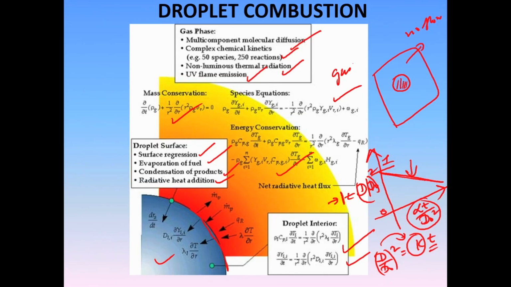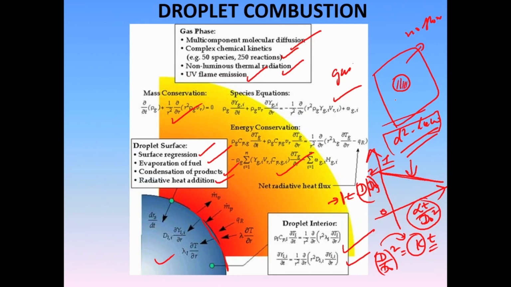This was proposed in the famous d square law by Law and Sirignano. They proposed that there will be a d square law which the droplet has to obey in the case of this quiescent spherically symmetric evaporation.